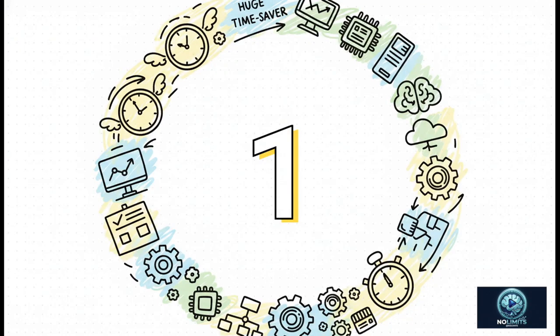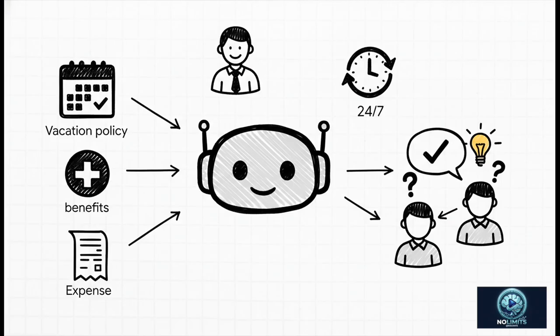First up, number one, an HR policy assistant. Just imagine this for a second. An AI that has read and perfectly memorized every single page of your HR handbook. Now, any employee can ask it a question. How much vacation time do I have? What's our policy on expenses? And get an instant, accurate answer 24/7. Think of how many hours that saves your HR team. Plus, every single employee gets the exact same correct information every time.